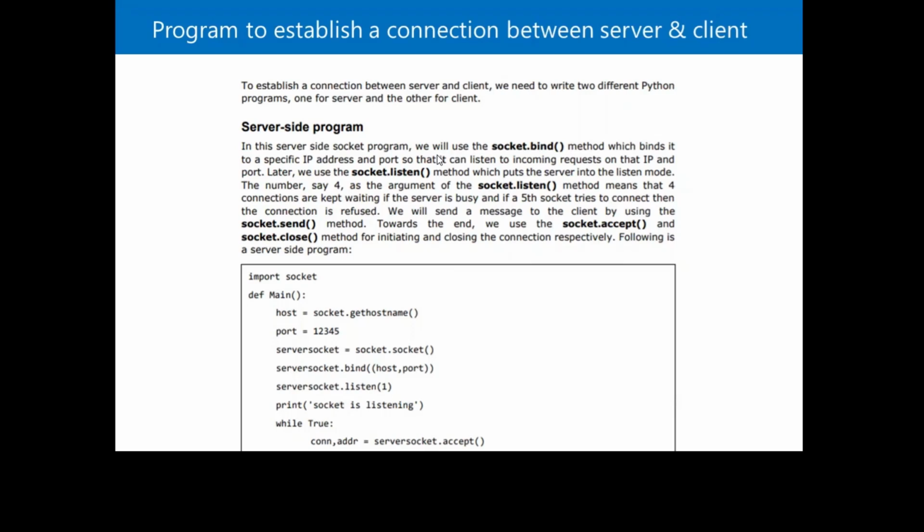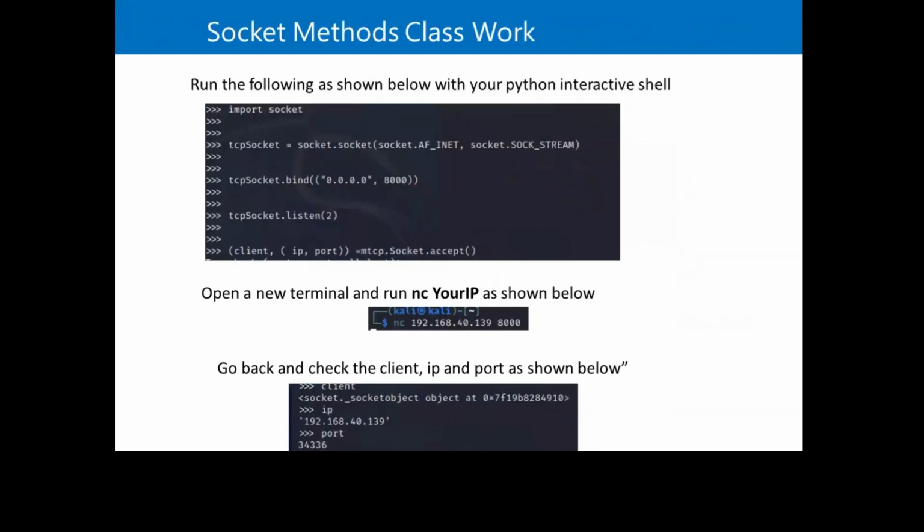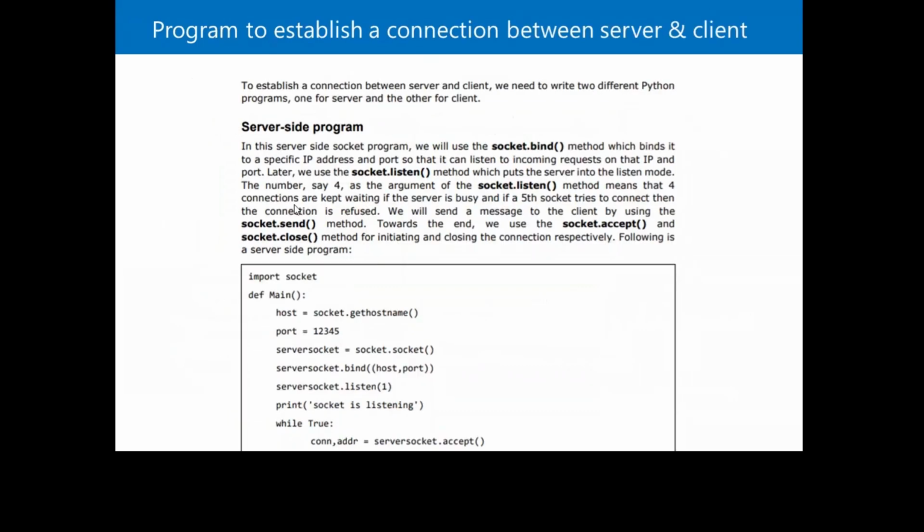In this server-side program, we will use the socket.bind method, which binds it to a specific IP address, as we demonstrated earlier, and port so that it can listen to incoming requests on that IP. Later, we use the socket.listen method, which puts the server into listening mode. The number is the argument of listen. In our previous example, I used two, but this time around I use one here.